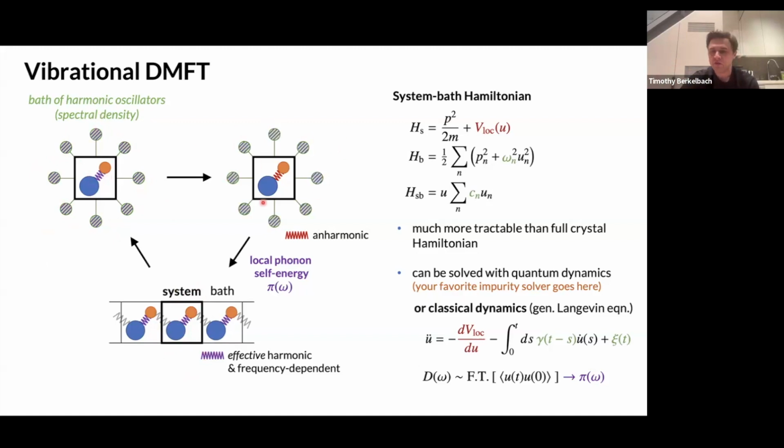That will define a new impurity problem. I have to solve that impurity problem once again, and this process can now be iterated to self-consistency. So that's the idea behind this vibrational approach to DMFT. And again, it can be done fully within the context of doing classical nuclear dynamics given some potential energy surface.